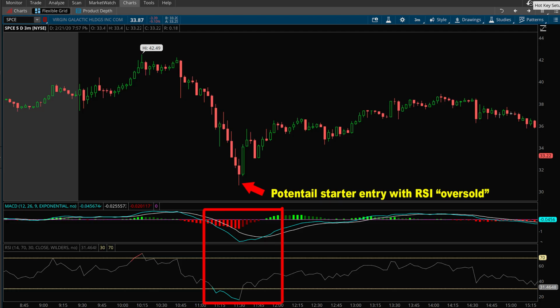Same thing if you're trying to look for a bounce entry on the long side. You can see the RSI is indicating an oversold condition. That means you can start looking for an entry soon. But the MACD hasn't confirmed the crossing to the upside. So you can wait for both of these indicators to align before taking an entry long.